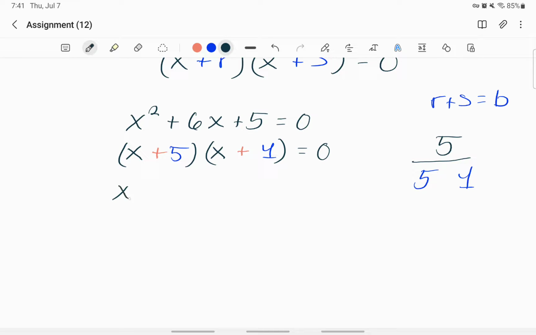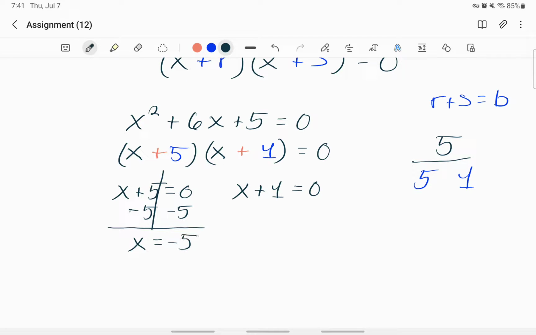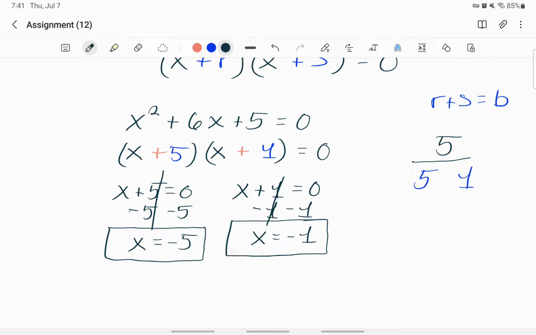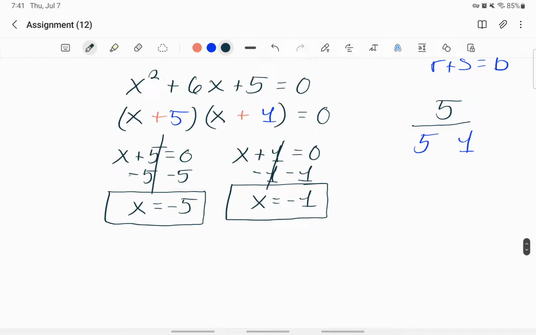So then we have x plus 5 equals 0. X plus 1 equals 0. Solve for x. Subtract 5 from both sides. X equals negative 5. Subtract 1 from both sides. X equals negative 1. And these are your two solutions for your quadratic equation. Let's try another one.